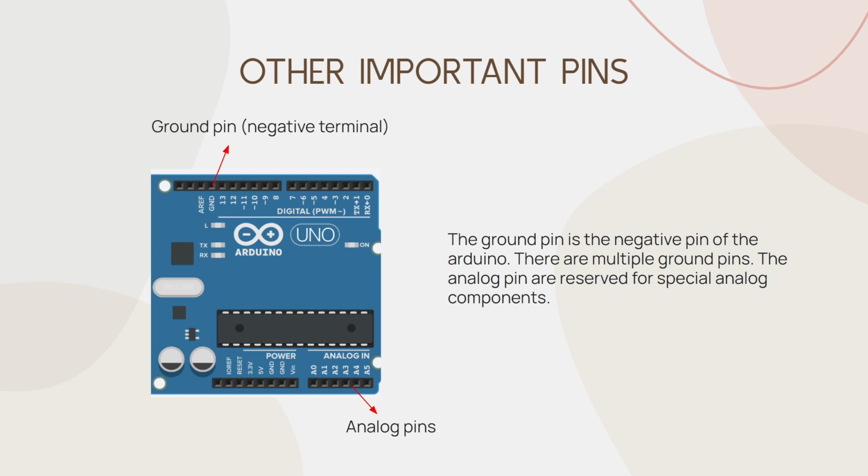And for some other important pins, firstly, we have the ground pins, which is basically the negative terminal. And we also have the 5 volts pin, which is used to connect components that are not required to be programmed. And the analog pins are used for analog components or sensors that can be run by the digital pins.